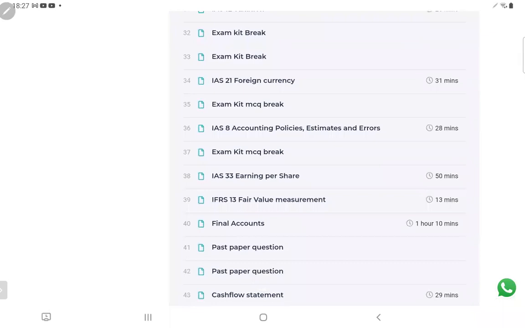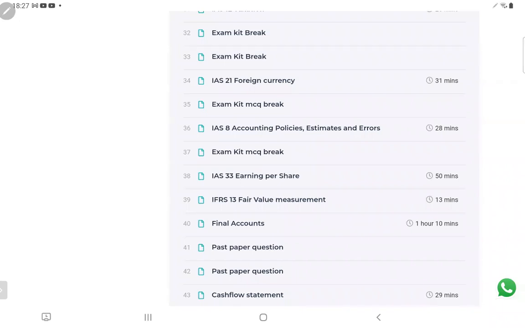Then we will have IAS 21 foreign currency transactions. What is the treatment for monetary items, and what about non-monetary items? How we will deal with foreign currency transactions and their accounting treatments, we will learn in it. Then we will have an exam kit break.